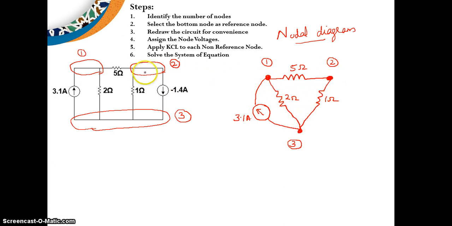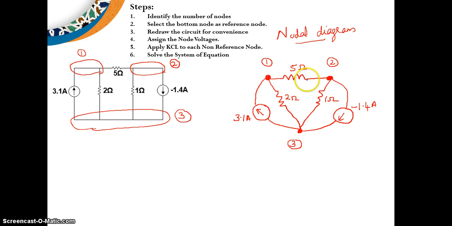Between node 2 and 3 you have another current source also. It is marked with a down arrow, so the direction is down, and it is showing minus 1.4 ampere. Now look here. In node 1 you have 3 elements, and node 2 also has 3 elements. So all the connections we have drawn in the nodal diagram, all elements are included.